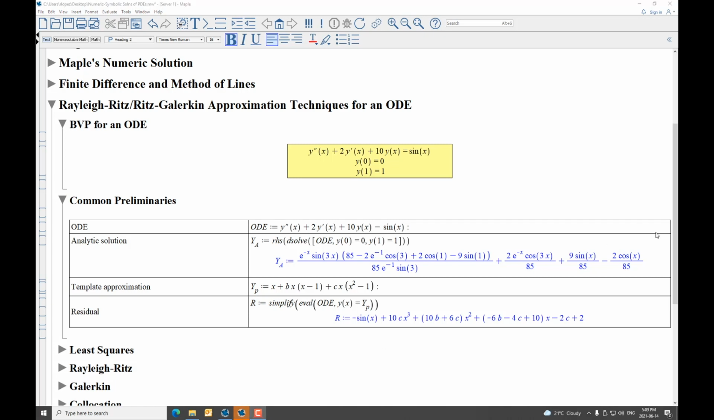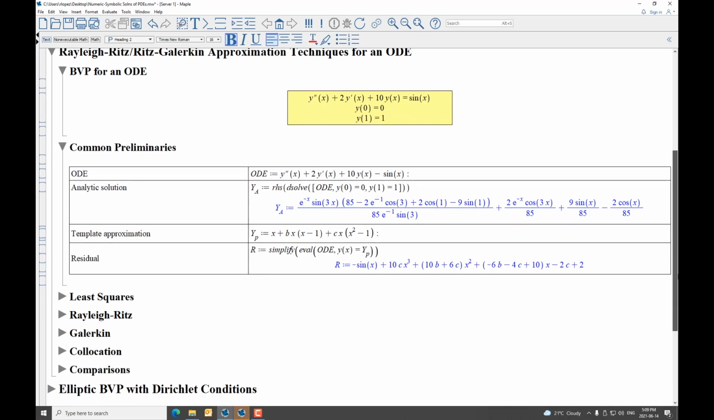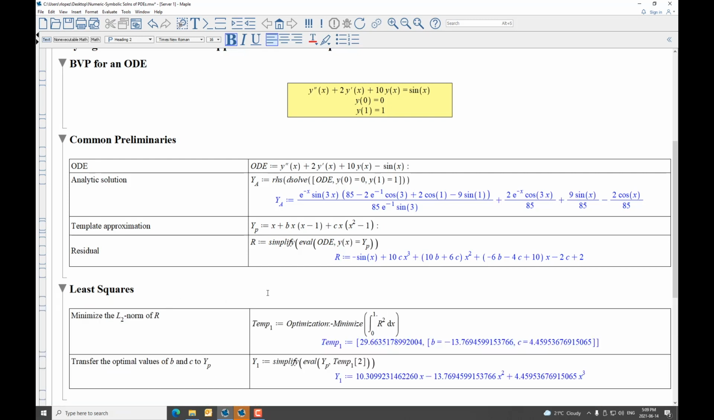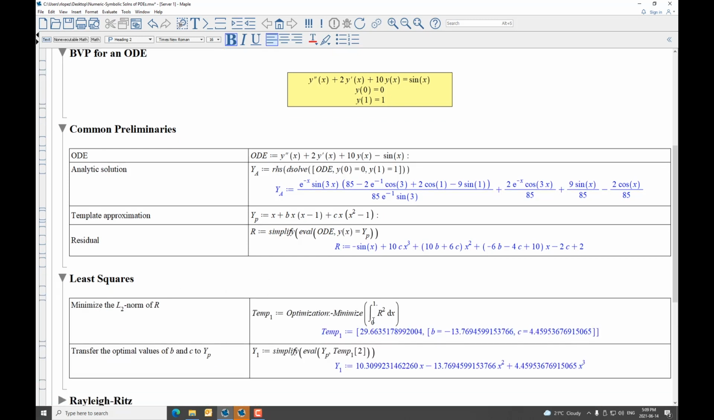So these different techniques, least squares, Rayleigh-Ritz, Galerkin, collocation, differ only insofar as the means by which you choose b and c in the residual to bring the residual close to 0 in some sense. So for least squares, you take the L2 norm of the residual and minimize it. So here's R squared, integrate from 0 to 1.